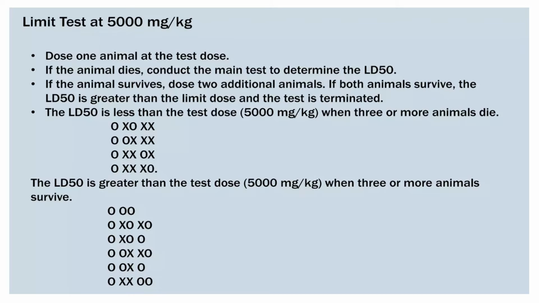If the animal survives, and those two additional animals both survive, the LD50 is greater than the limit dose and the test is terminated. The LD50 is less than the test dose when three or more animals die. The LD50 is greater than the test dose of 5000 mg per kg when three or more animals survive.